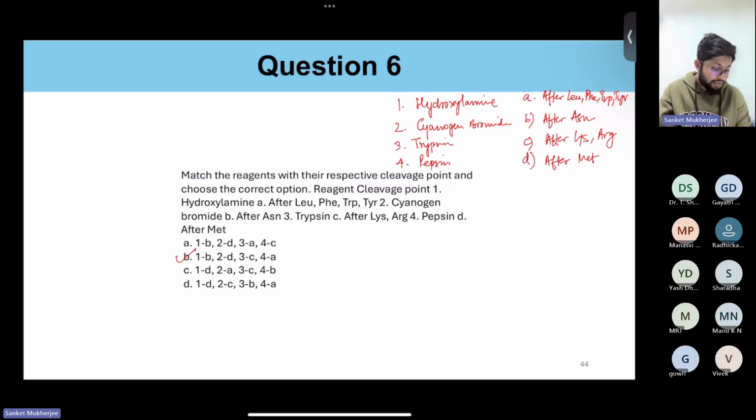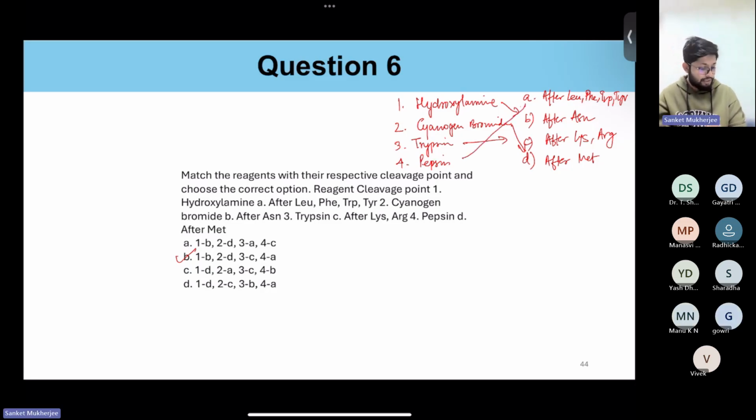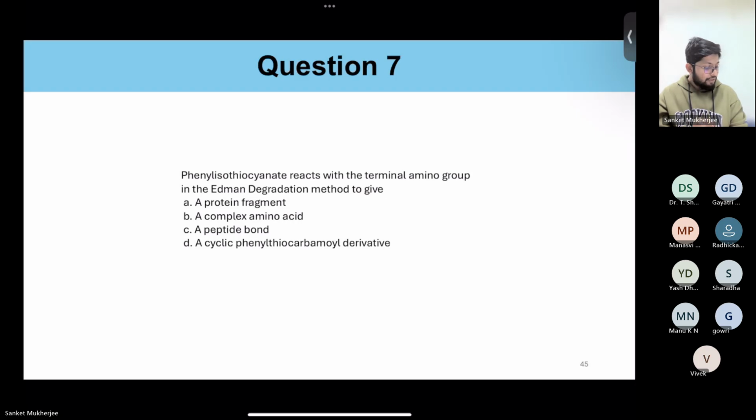So hydroxylamine after asparagine, cyanogen bromide after methionine, trypsin after lysine and arginine, and pepsin after leucine, phenylalanine, tryptophan, and tyrosine. Phenyl isothiocyanate reacts with the terminal amino group in the Edman degradation method to give a protein fragment, a complex amino acid, a peptide bond, or a cyclic phenyl thiocarbamyl derivative.